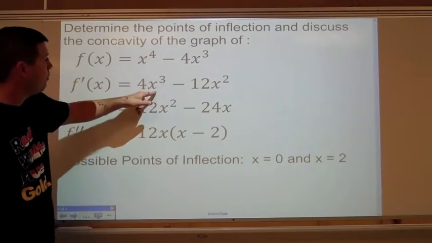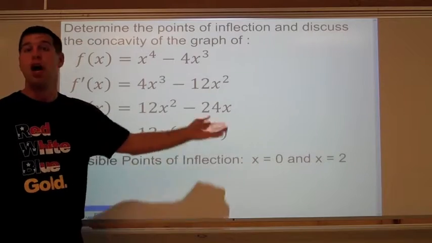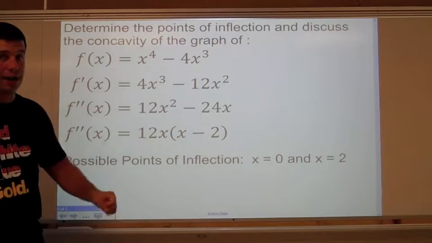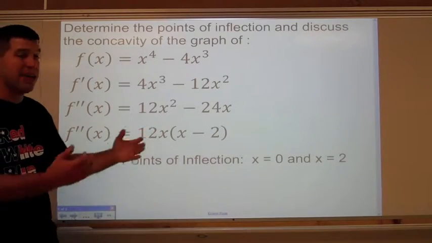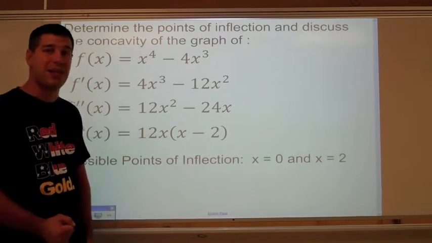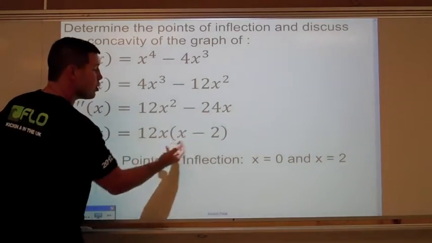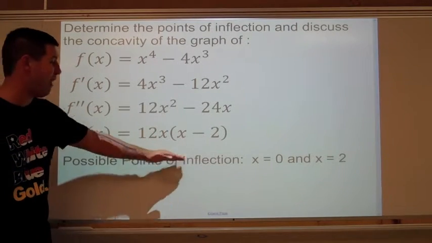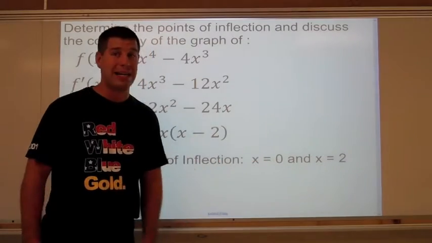Derive it once: 4x cubed minus 12x squared. Derive it again to get your second derivative: 12x squared minus 24x. Set that equal to 0, so you're going to factor. Always factor to set things equal to 0. I have 12x in each term. I'm left with an x minus 2. So my possible points of inflection are x equals 0 and x equals 2.